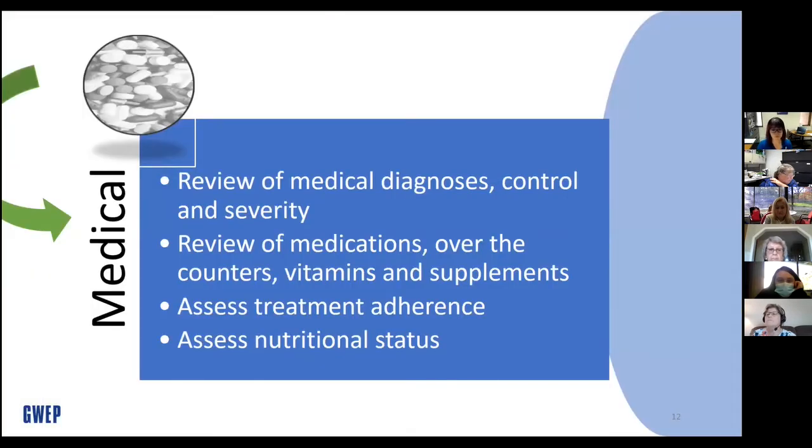So for the medical piece, we're going to start by reviewing their diagnoses, talking through those. What is the control like, and how severe is it? And that's going through each of the different body systems and taking into account their cardiac or their pulmonary disorders. What is their neurologic status? Do they have cerebrovascular disease, or have they had a stroke? Do they have renal impairment or gastrointestinal issues?